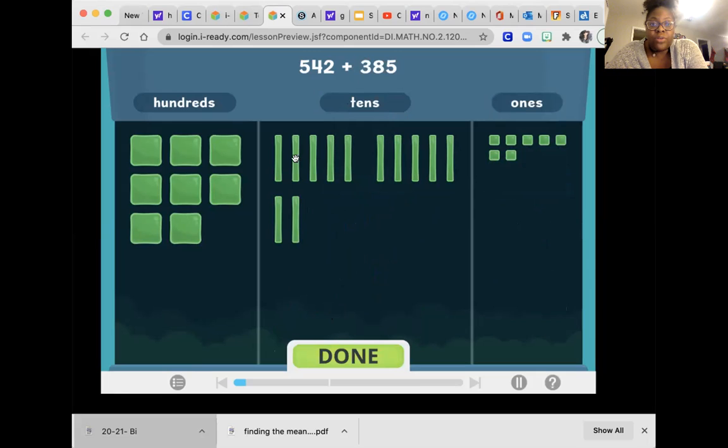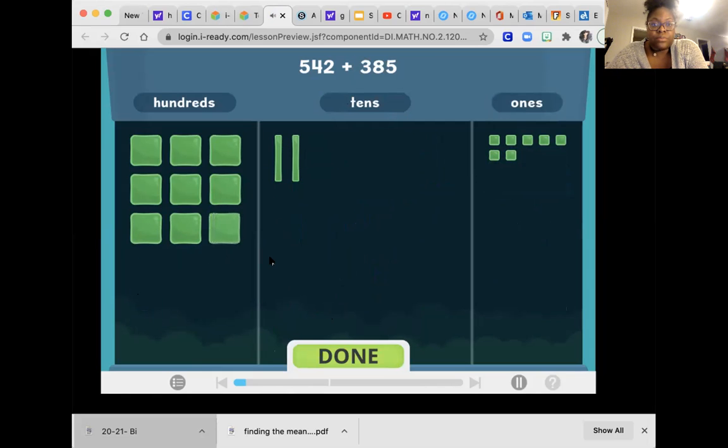We have 1, 2, 3, 4, 5, 6, 7, 8, 9, 10. So this is 100. Then we have 1, 2, 3, 4, 5, 6, 7. So we don't have 10 ones. You started with 542 and added 385. Here are the number of hundreds, tens, and ones you have now.